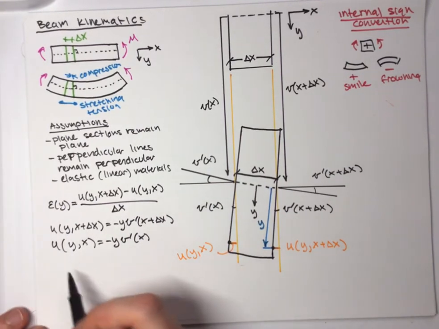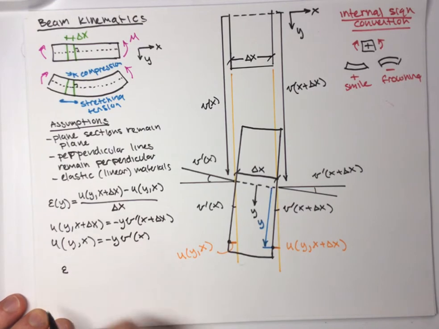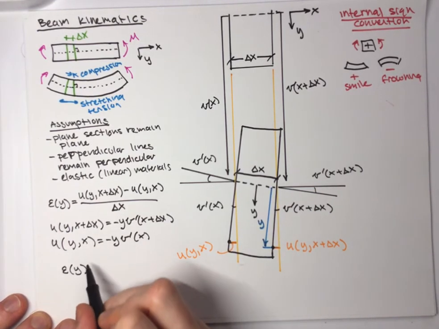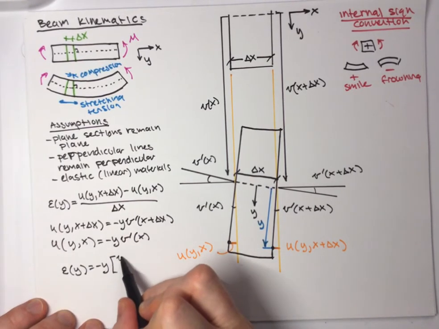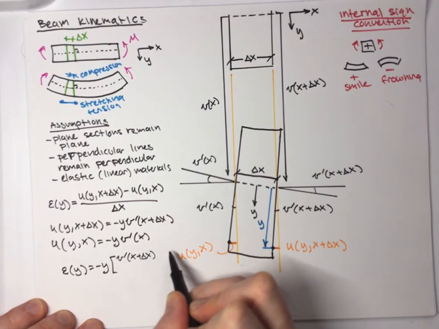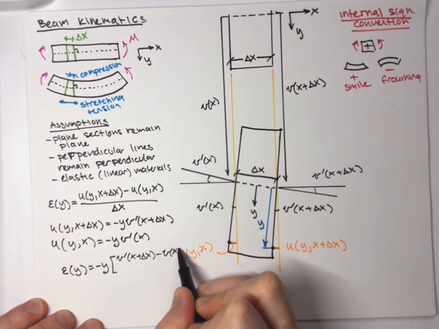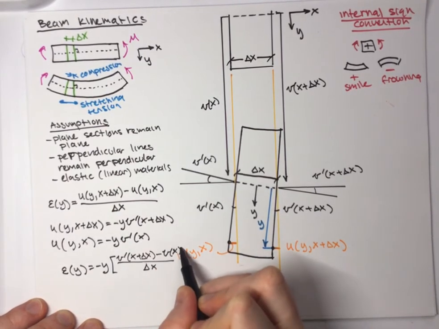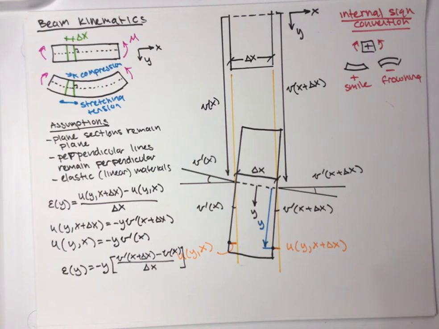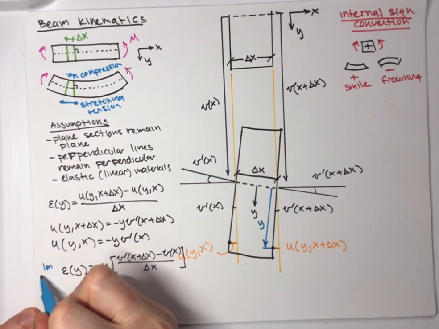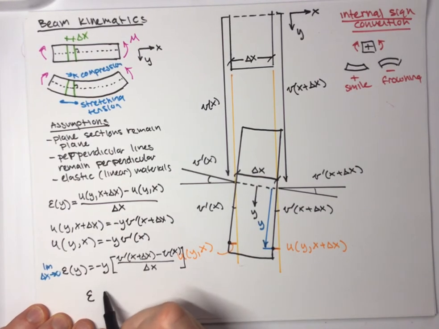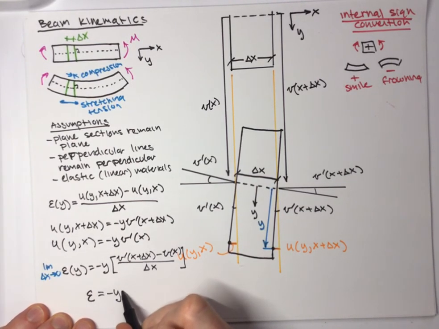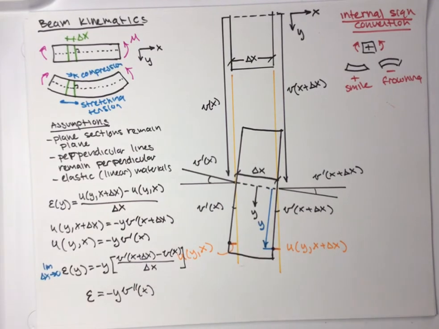And so we could figure out that the strain at some location y is equal to negative y. Now we can put everything else in parentheses. This is going to be v prime of x plus delta x minus v prime at x, all of that over delta x. And of course, like we always do, we're going to take the limit as delta x approaches 0, and what we're going to find is that the strain is equal to negative y v double prime of x.